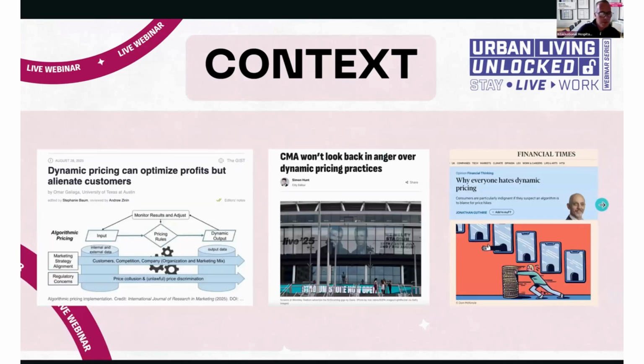Okay. So if we look at these from left to right, the first one is from an academic paper from the University of Texas, and the headline there is pretty self-evident. Dynamic pricing can optimize profits, but alienate customers. So there's the first thing we've got to take into account, is getting the balance right here.